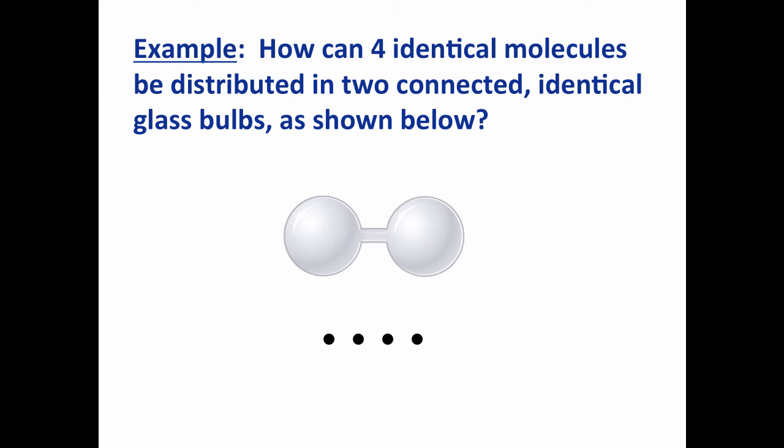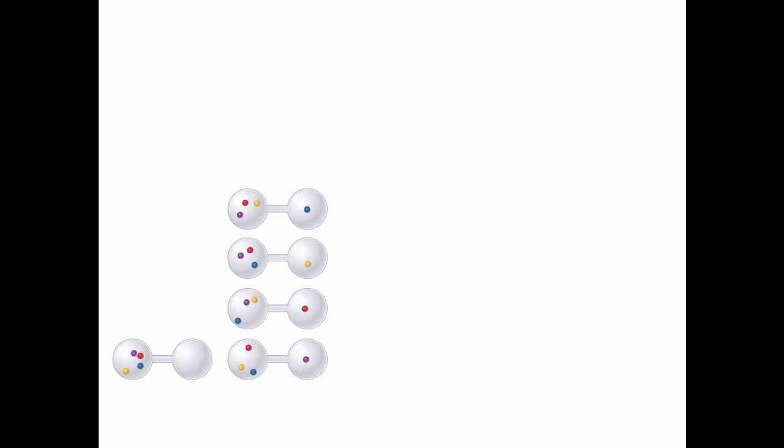Now they're identical molecules, but for just purposes of tracking, let's make them colored. So one's blue, one's red, one's yellow, and one's purple. And how can these molecules be arranged in these 2 glass bulbs? Well, one macro state, one possibility, is all 4 molecules are in the left-hand bulb. A second macro state is 3 molecules in the left-hand bulb and 1 in the right-hand bulb.